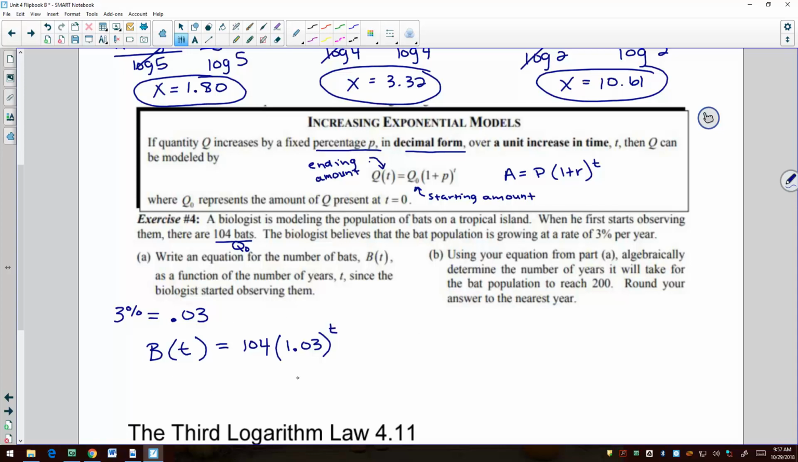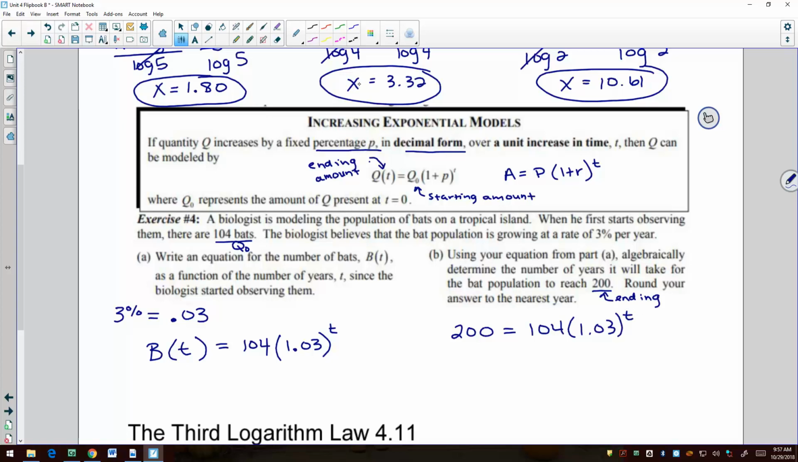Now I'm going to use this equation to figure out how many years, so I'm solving for t, will it take to get to 200. So this is my ending amount, right? I want to know when will I get to 200. So 200 goes in for B of t equals 104 times 1.03 to the t. Notice my exponent is what I'm solving for.